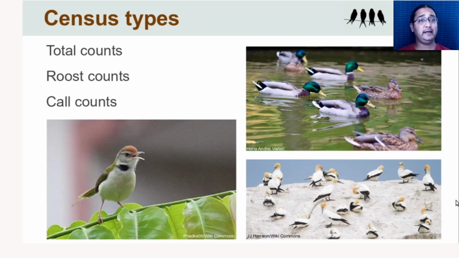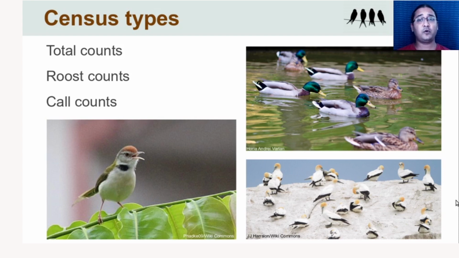Amongst the census techniques are total counts, roost counts, and call counts. Total counts work in a situation where the habitat is open and all the birds in the habitat can be seen. This is often used to census water birds like ducks and geese, because the entire extent of lakes and ponds, for instance, can be seen, and therefore almost all of the waterfowl can be counted, and very few will be missed. So total counts are used in those situations.